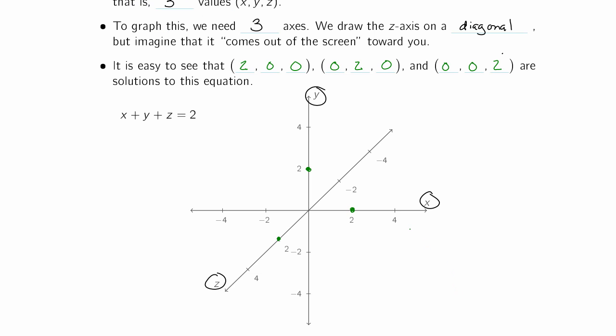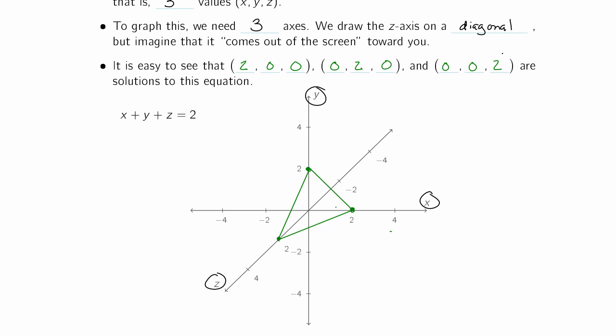And then, what else can we do? Well, we can keep x at 0, and we can take all of the pairs of y and z that add up to 2. They're going to lie on the line connecting these 2 points. We could keep y at 0 and take all the pairs x and z that add up to 2. They're going to lie on the line connecting these 2 points. And then we can keep z at 0 and take all the pairs x and y that add up to 2. They're going to lie on the line connecting those 2 points. And I just connected the points.